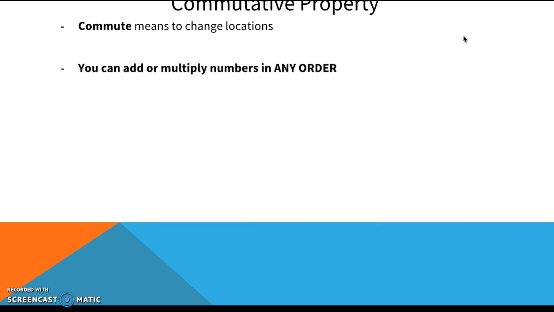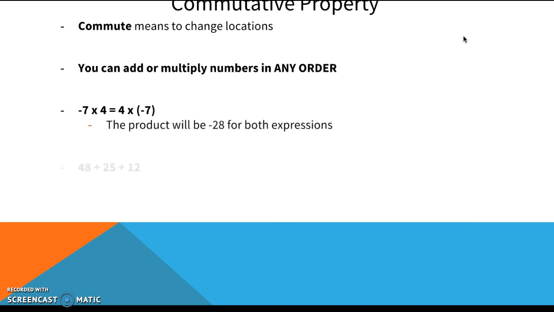That applies to math because you can add or multiply numbers in any order. So you can change the order when you're multiplying or adding to make the problem easier to solve. For example, -7 times 4. The product of -7 times 4 is going to be the same as the product of 4 times -7. They're both going to give us an answer of -28.